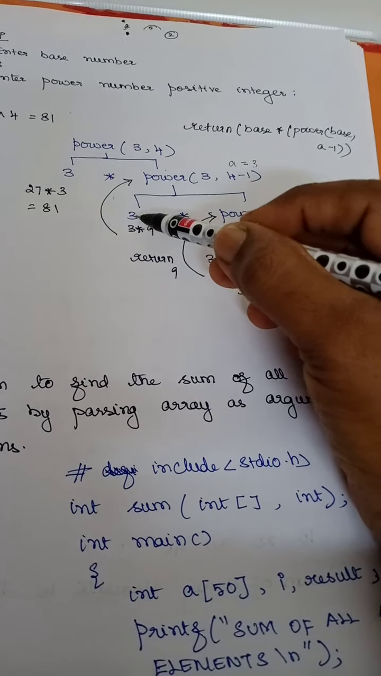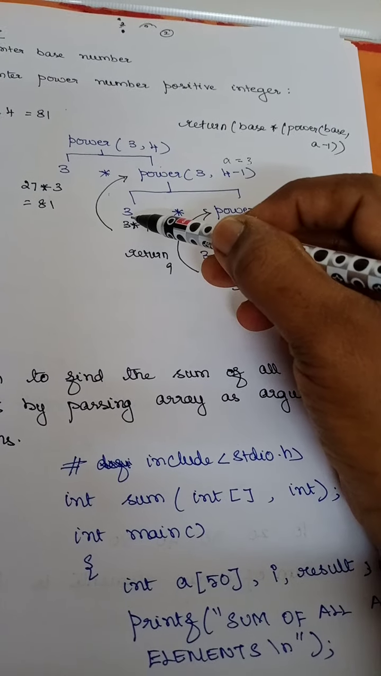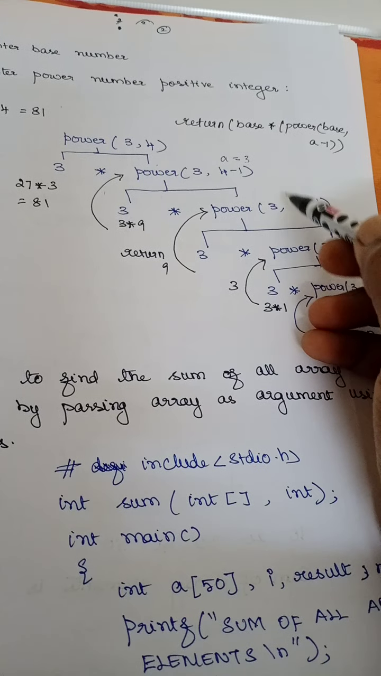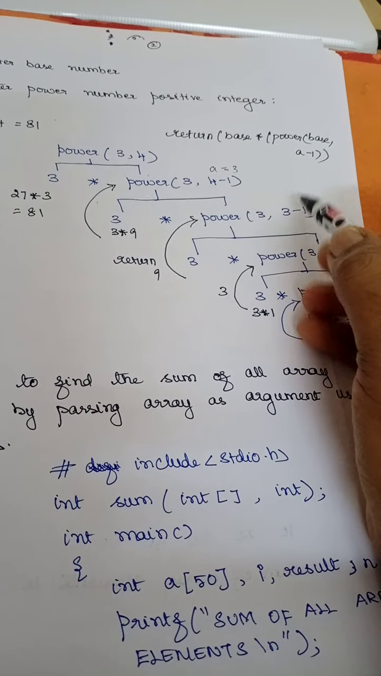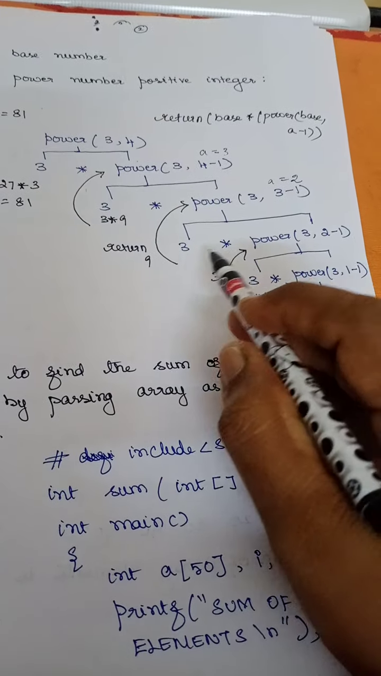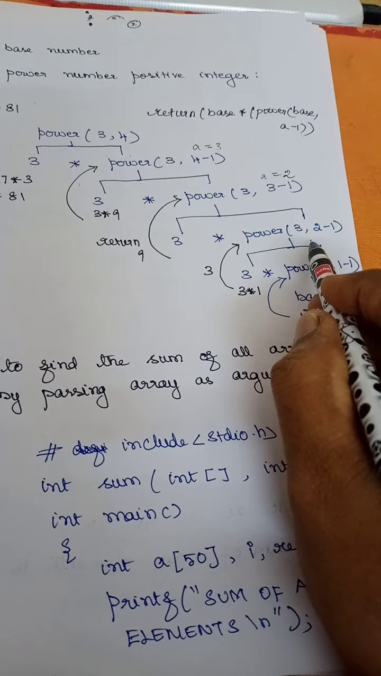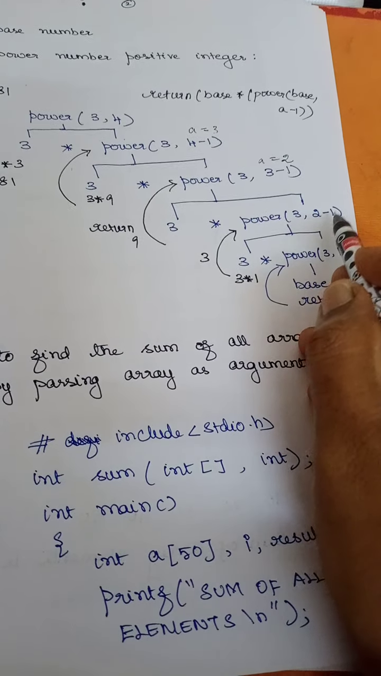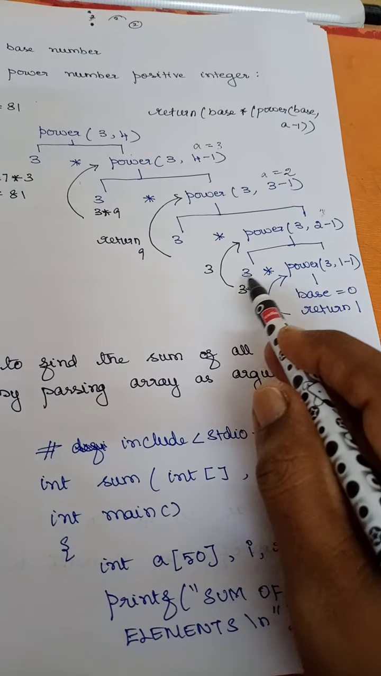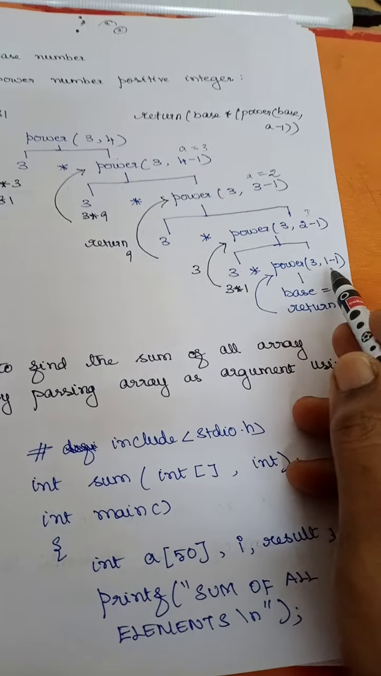So now again the base value is not going to change. So same, 3 into power of 3 comma, already I have 3 here, so 3 minus 1. Now my a value is equal to 2, right? So again I will come here, 3 into power of 3 comma 2 minus 1, so my value is going to be 1. So again I will come here, 3 into power of 3 comma 1 minus 1. What is 1 minus 1? 0.